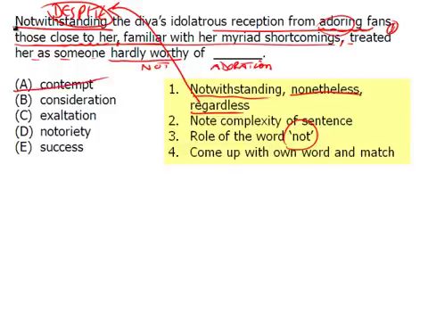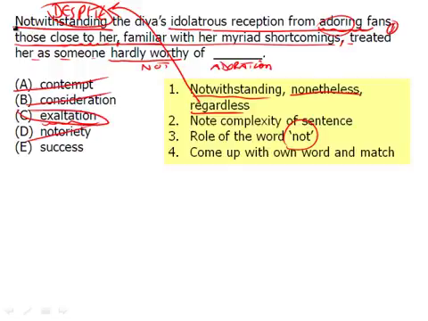And we get rid of contempt, which means hate. Consideration is a neutral word. Exaltation is when you praise someone highly, you elevate them to this lofty position, and that there is our answer. Notoriety means fame, but usually in a negative sense. So again, we want a word that's more similar to adoring, adulation, and of course this whole idea of idolatrous, as though she's this great idol. So again, exaltation works best.